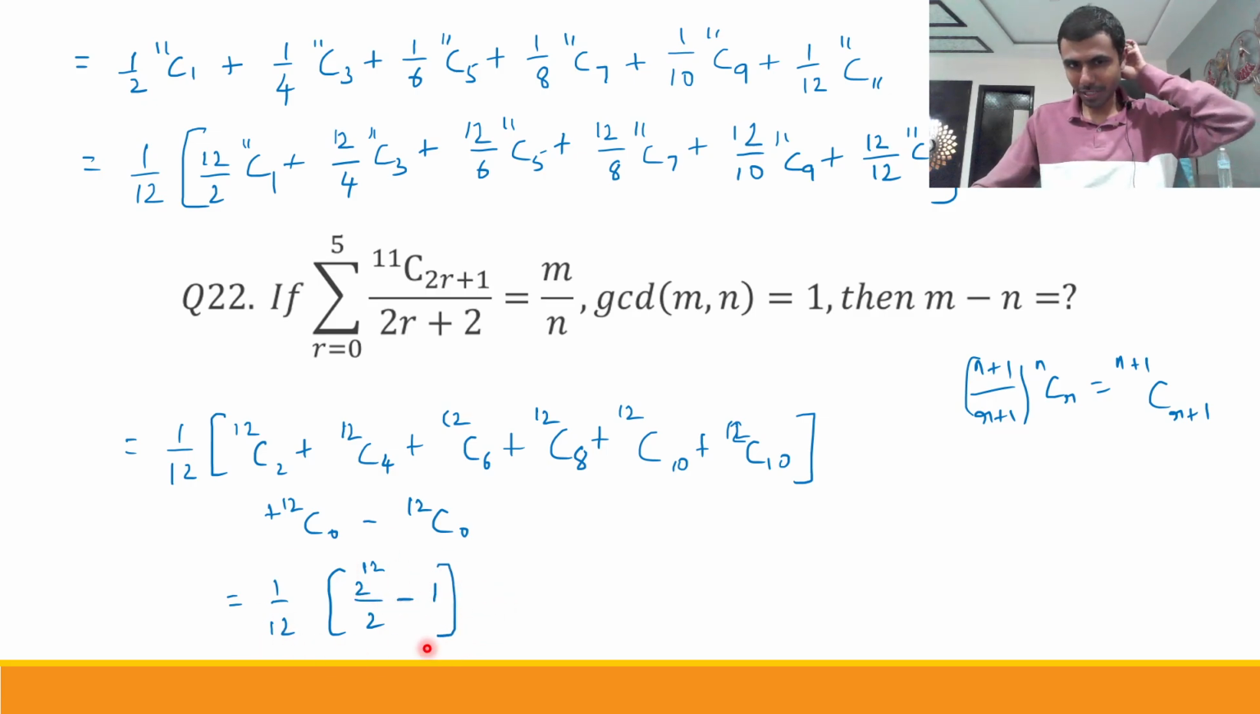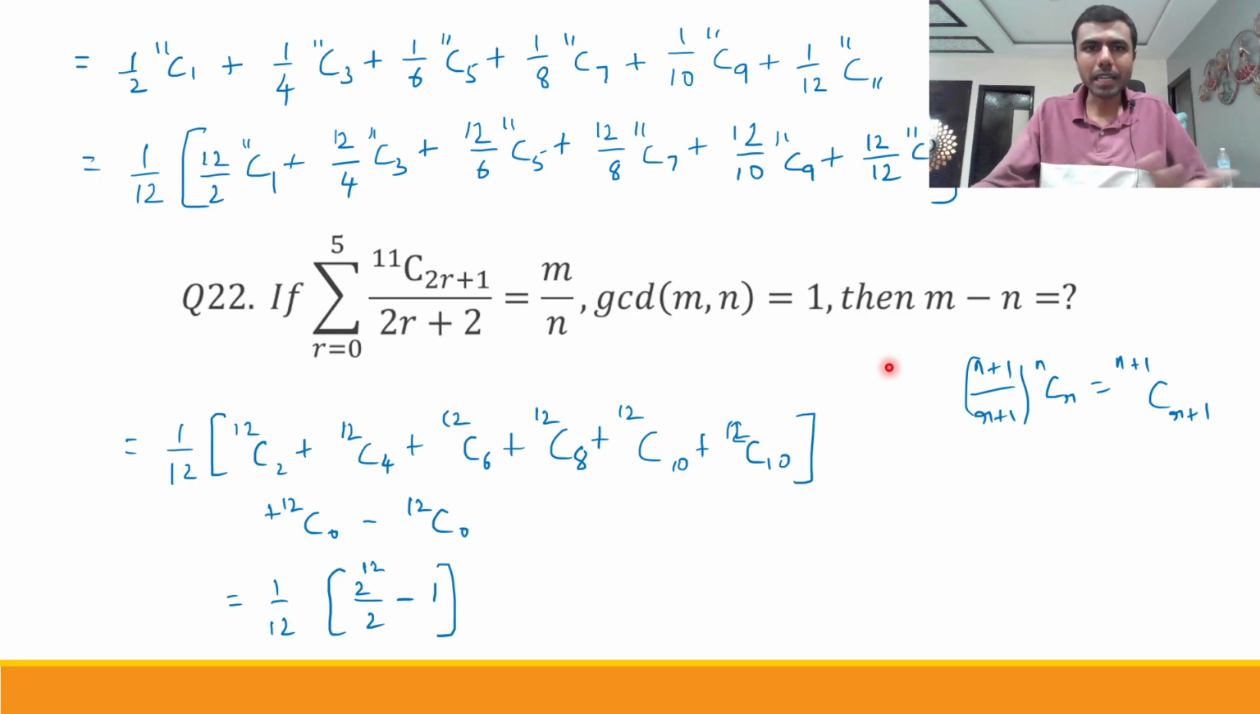So the rest is simplification. If you simplify this, you will get a fraction m by n, and you just have to do m minus n. I've done most of it, only 20% I've left out for you guys. The major part, the expansion and seeing what to apply, I've done it. So the rest is for you. Do the rest and tell me the answer.